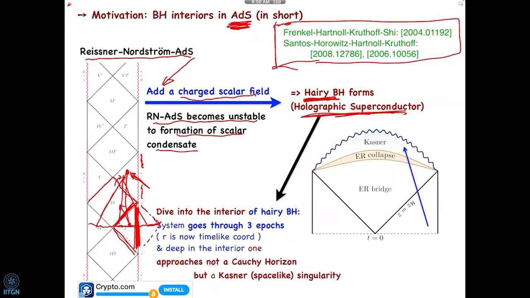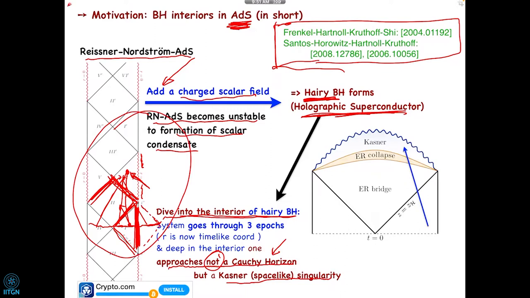And then what these authors have further asked is, what happens when I dive into the interior of this hairy black hole? And they found that naively, we would approach the Cauchy horizon very much like we did in Reissner-Nordström. But what they find is that when we approach the Cauchy horizon, we no longer find a Cauchy horizon. Instead of it, this Cauchy horizon turns out to be replaced by a Kasner singularity, which is a space-like singularity. So instead of having this Penrose diagram, if you want, we end up with this Penrose diagram here on the right, where I have an observer from the exterior that crosses the event horizon. And then where you would find naively the Cauchy horizon here, it is replaced by this Kasner space-like singularity. And before reaching this Kasner singularity, the system goes through three epochs.